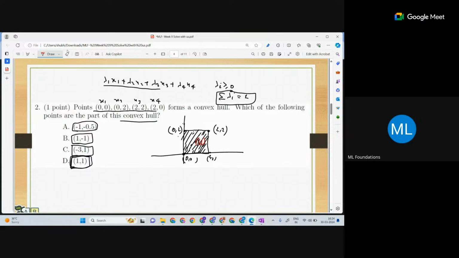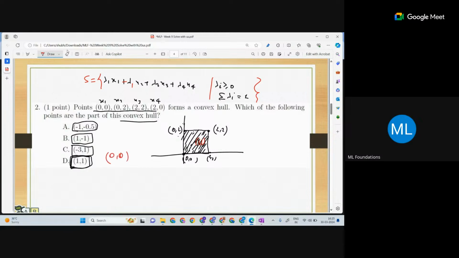So the approach will be similar. The set is going to be the convex hull set, this one with these constraints. Now this is the set, and we'll try to see which one is following this linear combination. We know which one forms the linear combination.